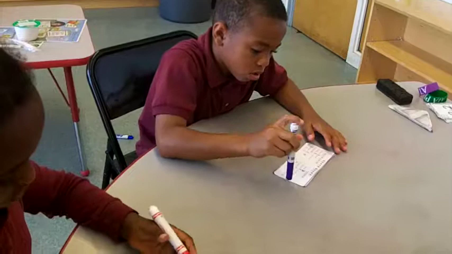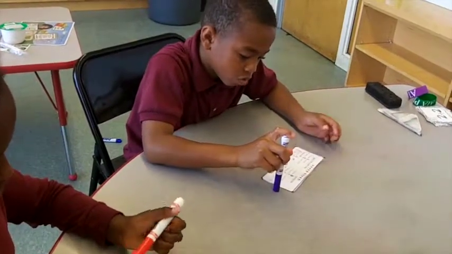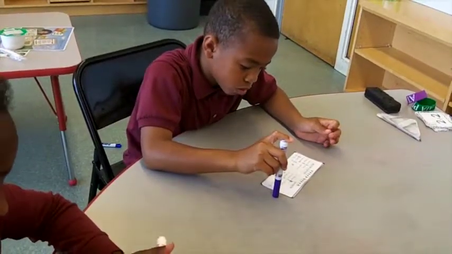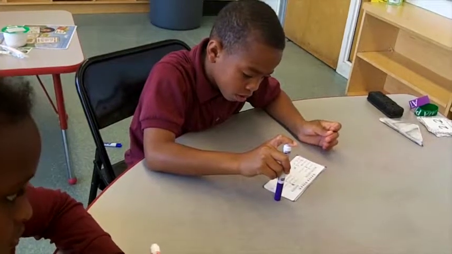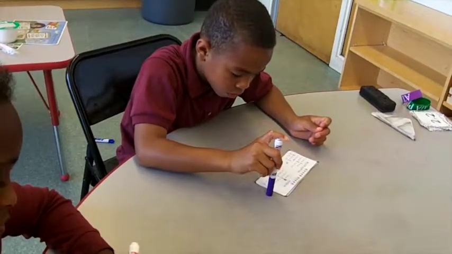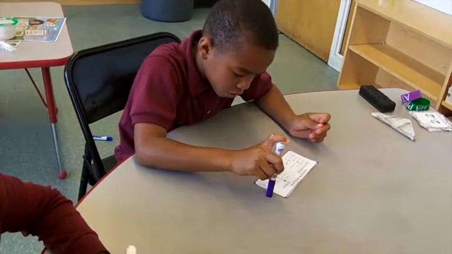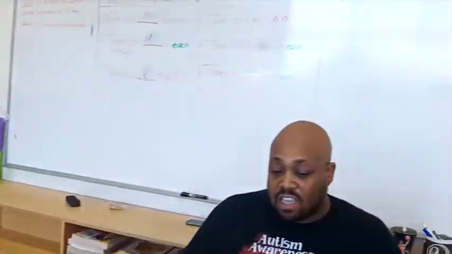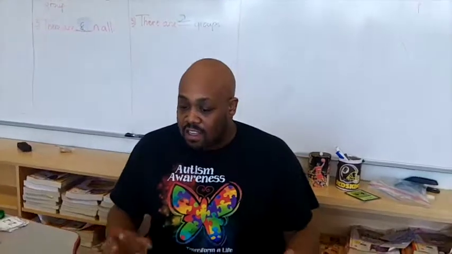There are 10 in all. There are 5 in each group. There are 2 groups. 10 divided into groups of 5 equals 2. 10 divided by 5 equals 2. Good. So as you can see, multiplication and division are the opposite.